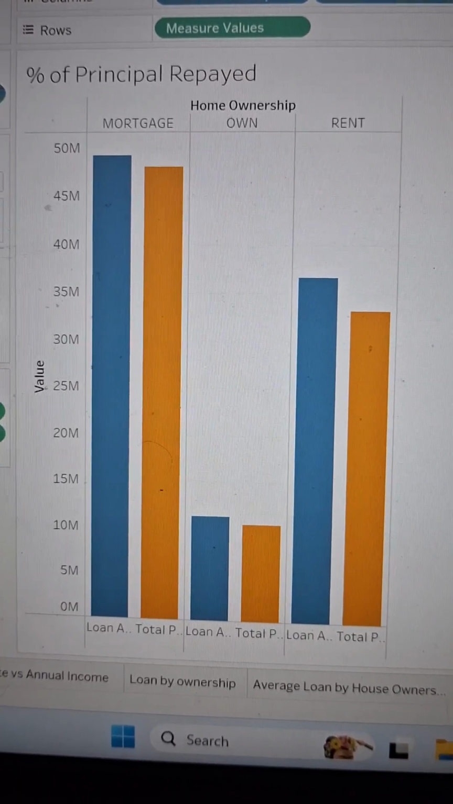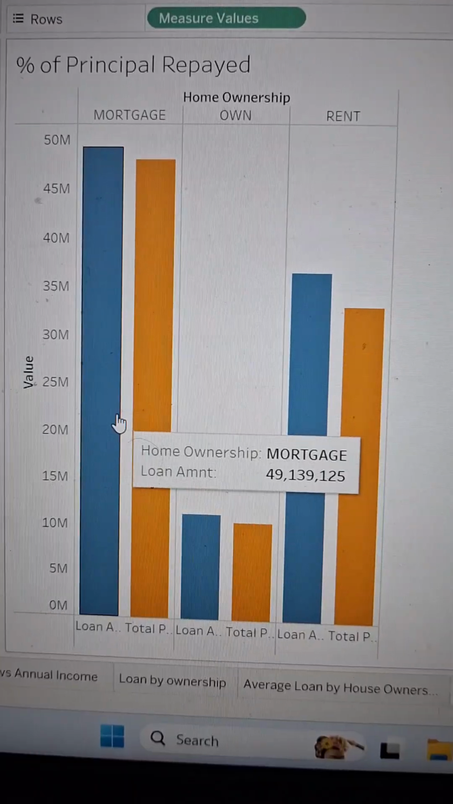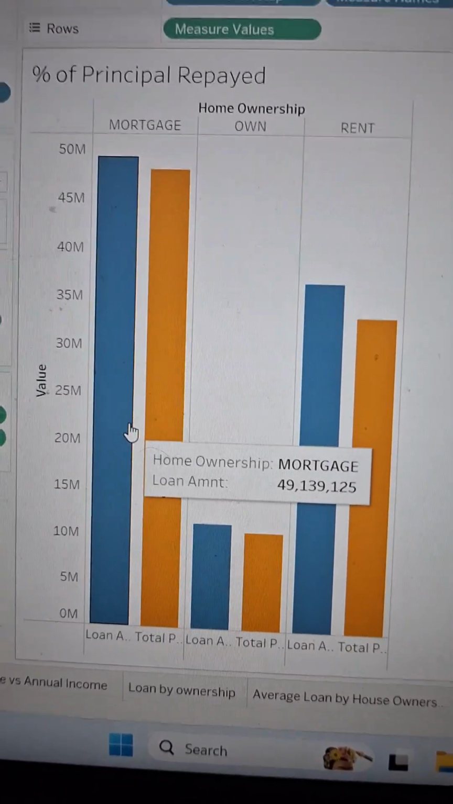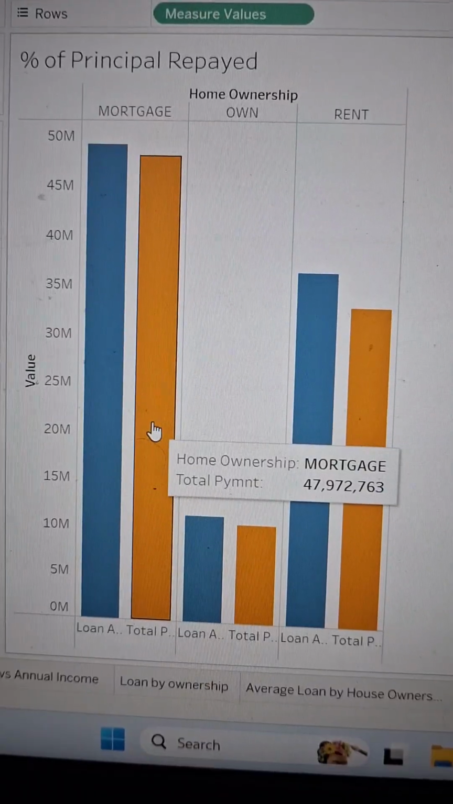But here we are only comparing the principal amount, and as we can see, people with a mortgaged home have the most loans in their name and they manage to repay it before time as well.